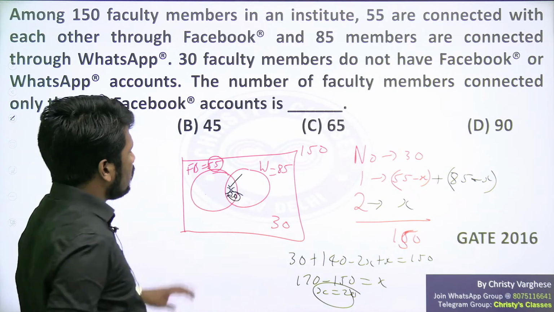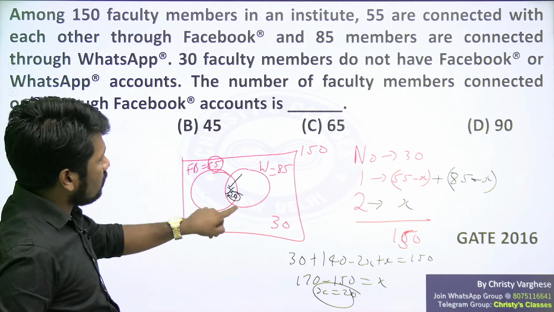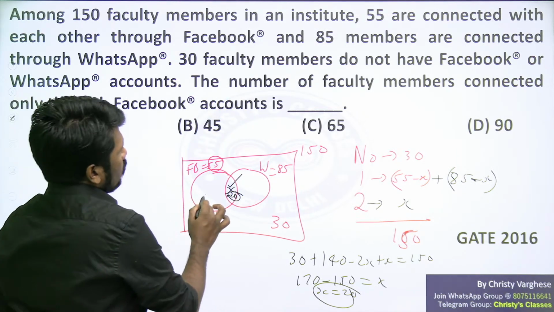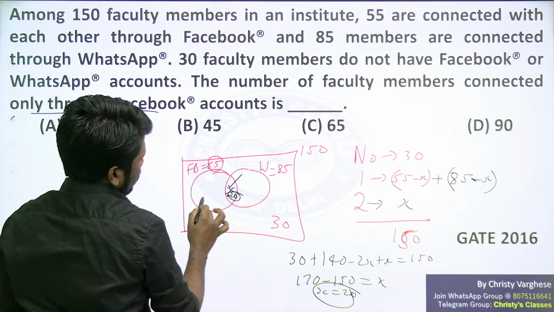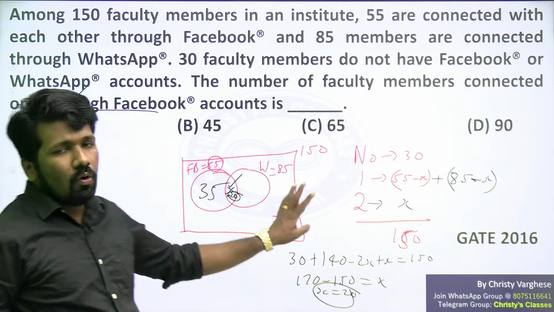If this is 20, what can you say about Facebook only? This is 20 means the intersection part is 20. Facebook and WhatsApp using people is 20. We need Facebook only using people, only through Facebook. That will be 55 minus 20, 35 will be the answer. Option A, 35.